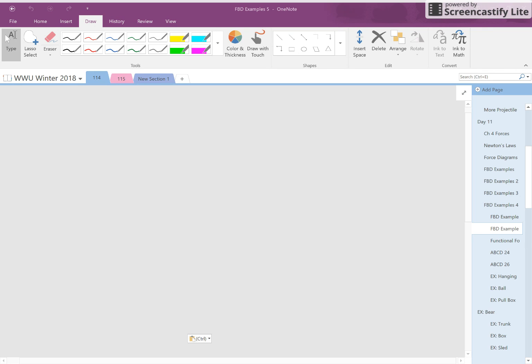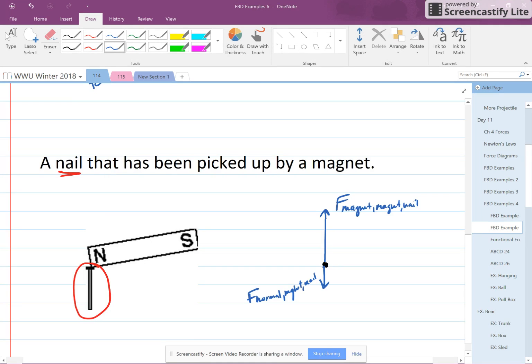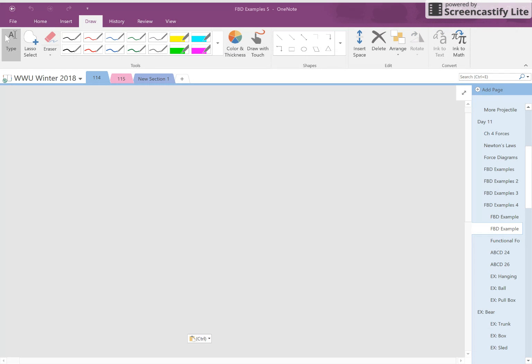And then the last piece would be presumably the earth is down here at the bottom. Oh my goodness. The earth is down there at the bottom, so you would also have a force due to gravity.